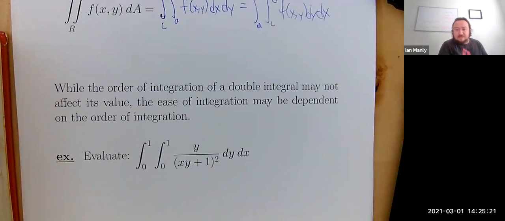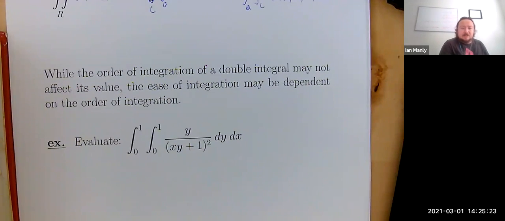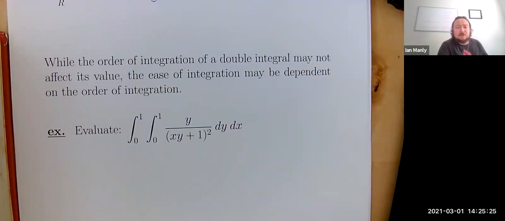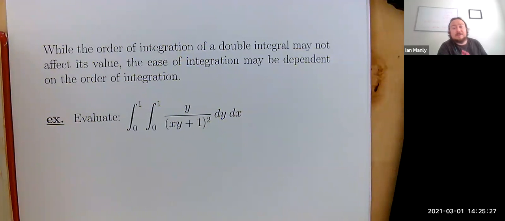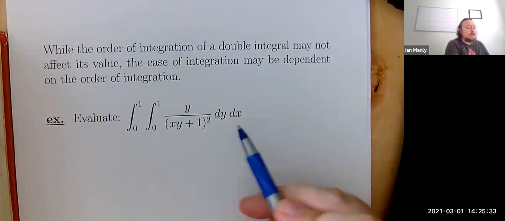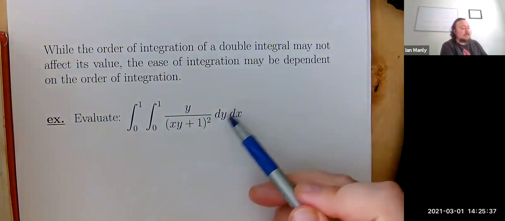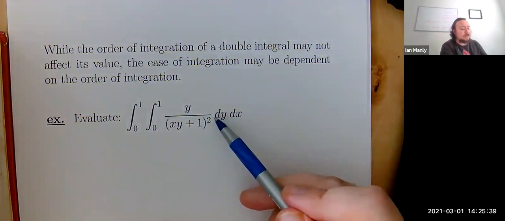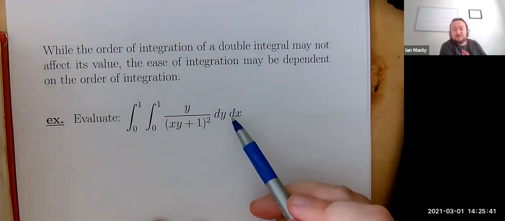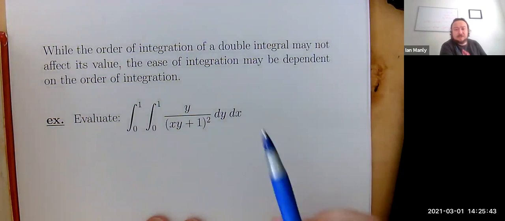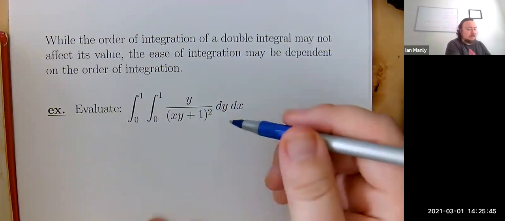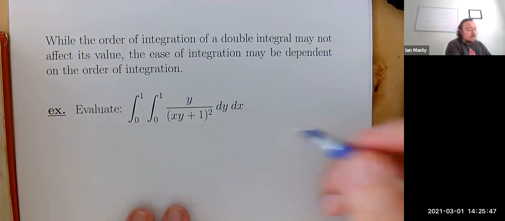All right, let's see here. So let's take a look at this. While the order of integration of a double integral may not affect the value, the ease of integration may be dependent on the order of integration here. So why don't we try to do this one? Why don't we try to do the integral with respect to y here first, and then we'll do it with respect to x.